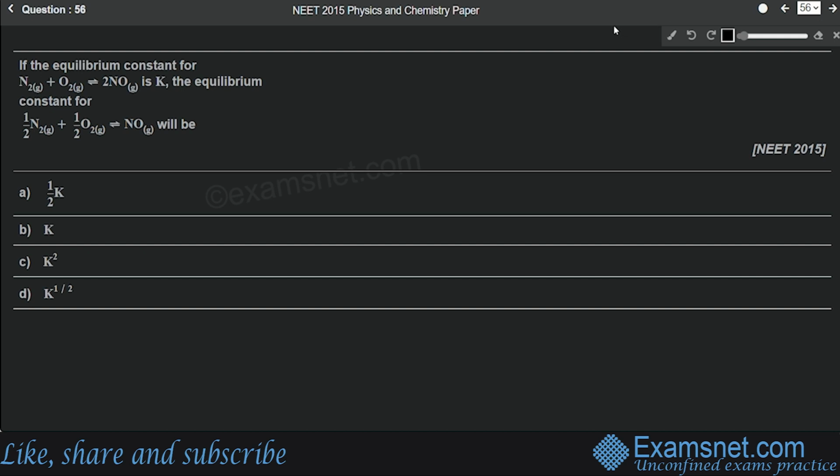Question number 56 is from the chapter Chemical Kinetics, and the question is, if the equilibrium constant for N2 plus O2 gives 2NO is K, then the equilibrium constant for half N2 plus half O2 gives NO will be. Okay, so we can see that in the second reaction, the first reaction has been multiplied by half. So what will happen to the equilibrium constant? The resulting equilibrium constant will get the power half. Therefore, the correct answer will be option number D, K to the power half.